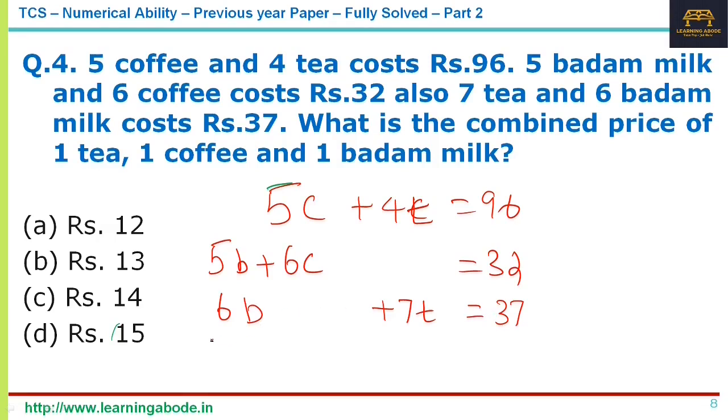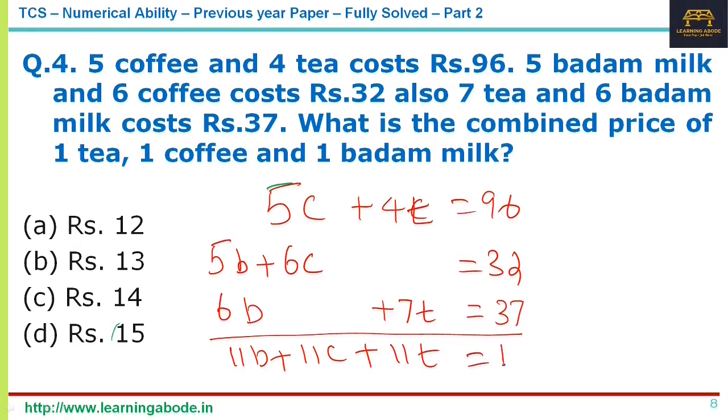See, now in these questions, you should look at the numbers that are given. Now, this is obvious, right? Now, 5 plus 6 is 11. So, 11 badam. 5 plus 6 is 11. So, 11 coffee. And 4 plus 7 is 11. Now, all this is 165. Right? Now, 165, we know it is 11 into 15.